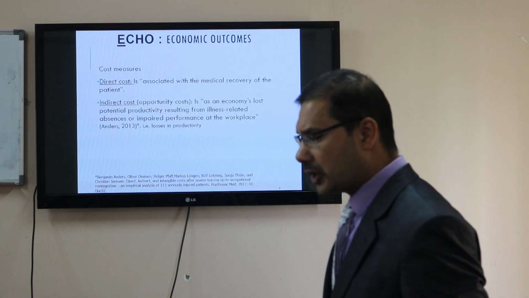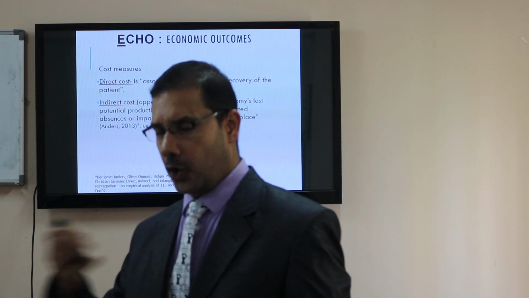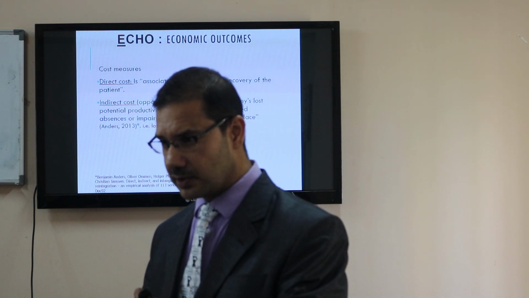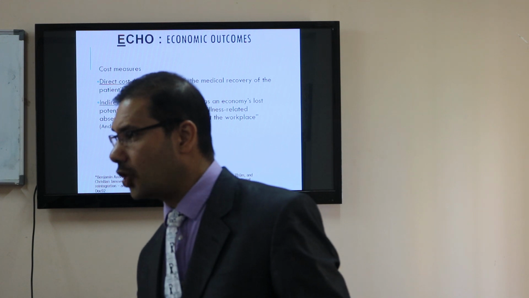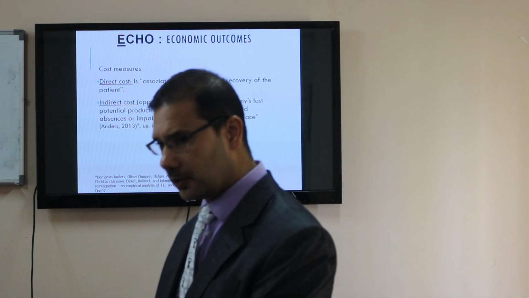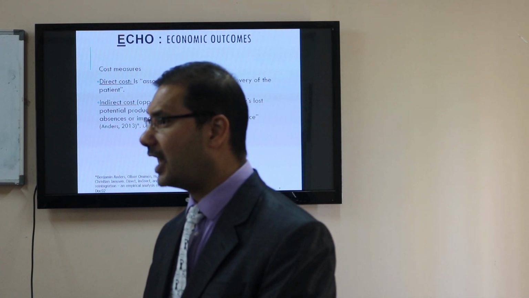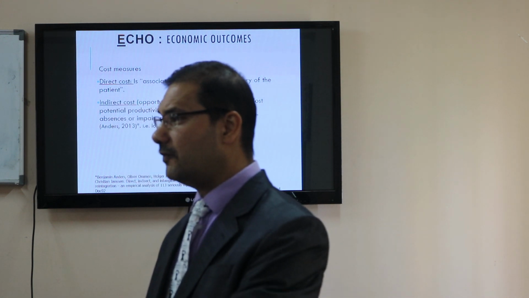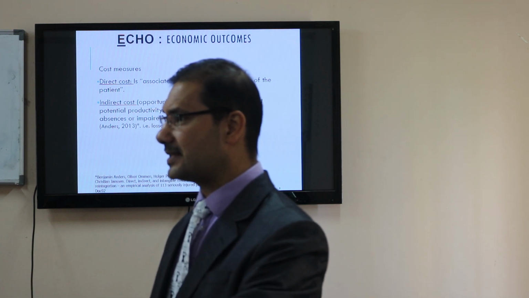Let's talk about economic cost. We have three types of cost: direct cost, indirect cost, and intangible cost. Could you give me an example about direct cost? The price of medications. So direct cost: the price for medication, the price for the physician visit, the price for the lab data. All these I should pay directly.